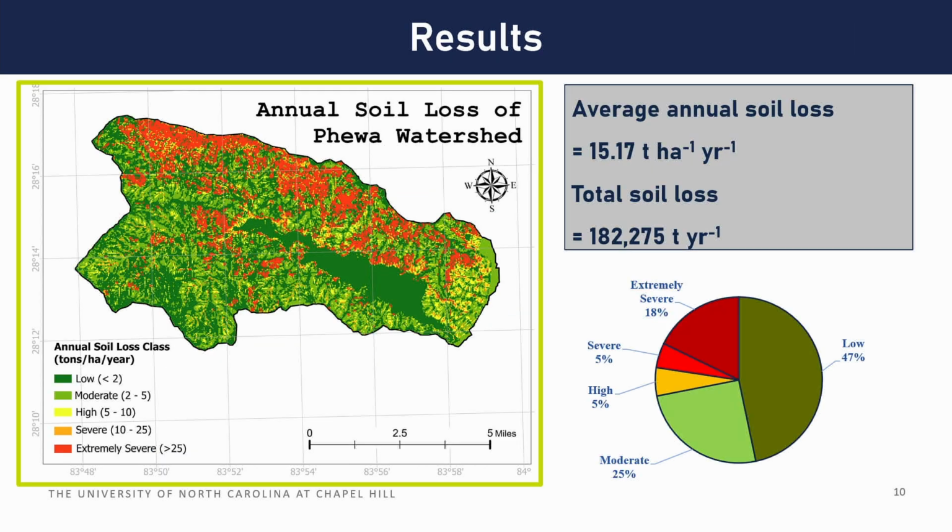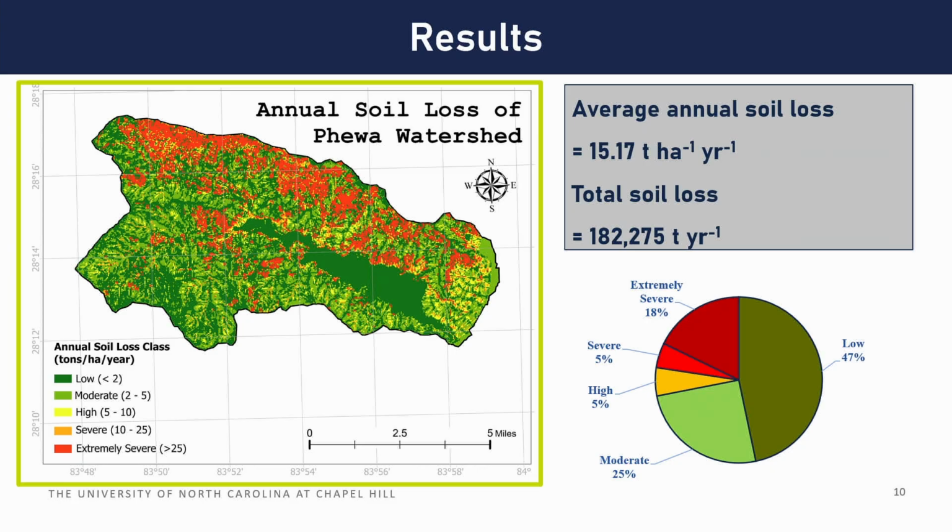Moving on to the results, the annual soil loss of Phewa watershed ranged from 0 to 1,458 tons per hectare, and the average annual soil loss rate was 15.17 tons per hectare per year, and the total soil loss was 182,275 tons per year.